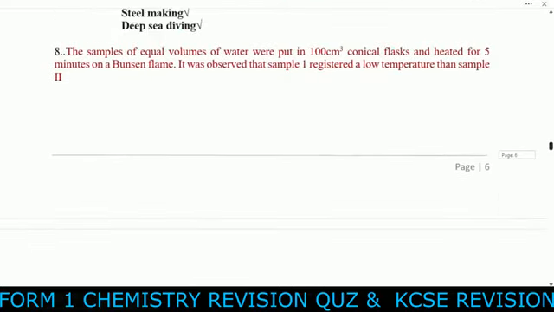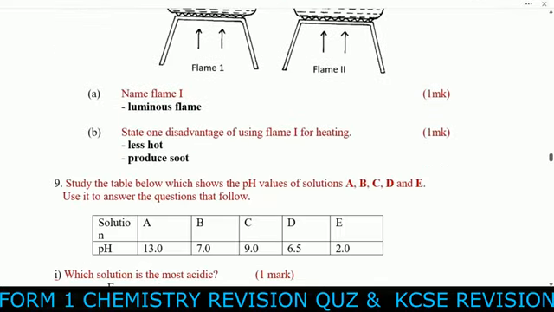Next, stage 1: disadvantages of using flame 1 for heating. It is a luminous flame, as we know, it is less hot and produces soot.